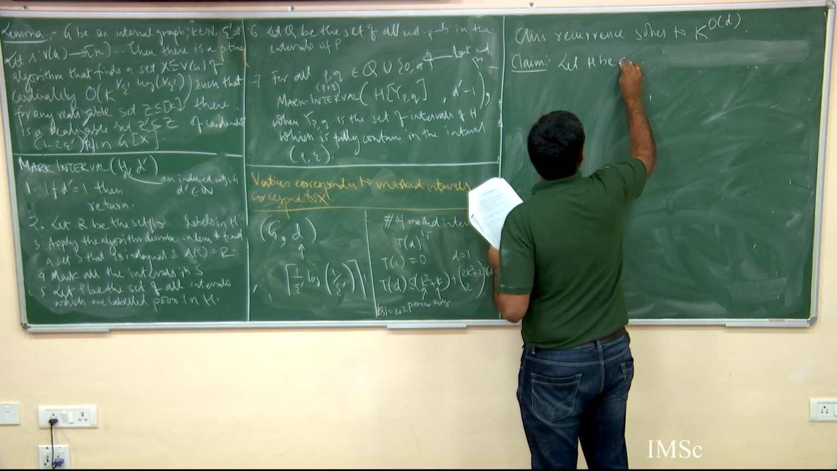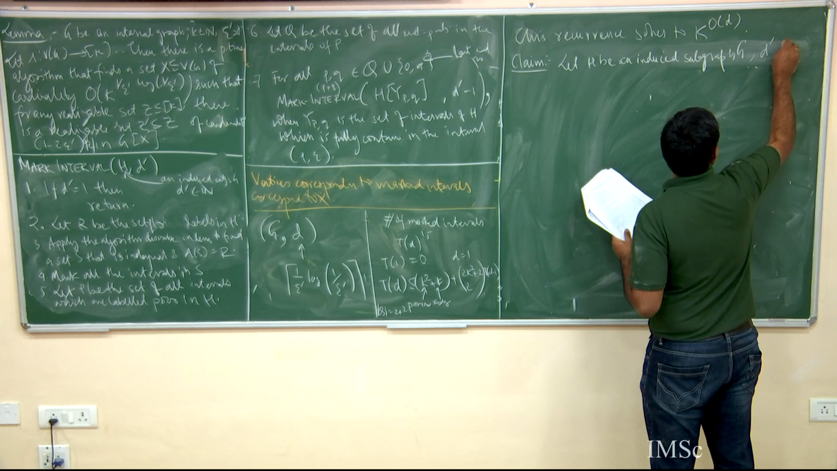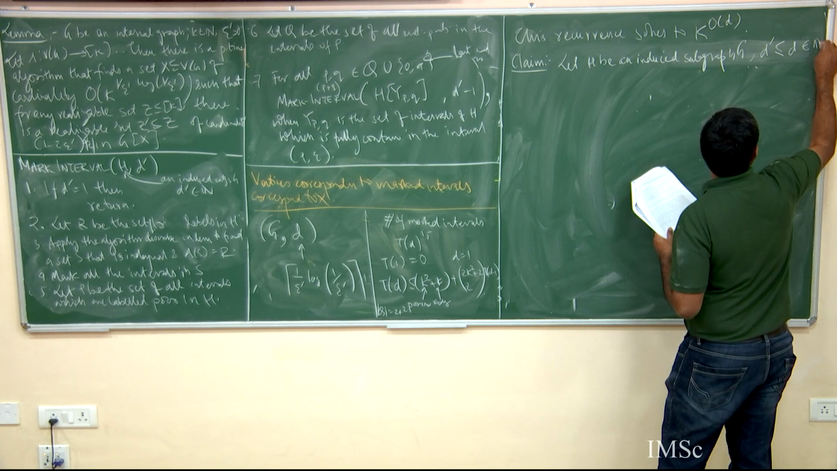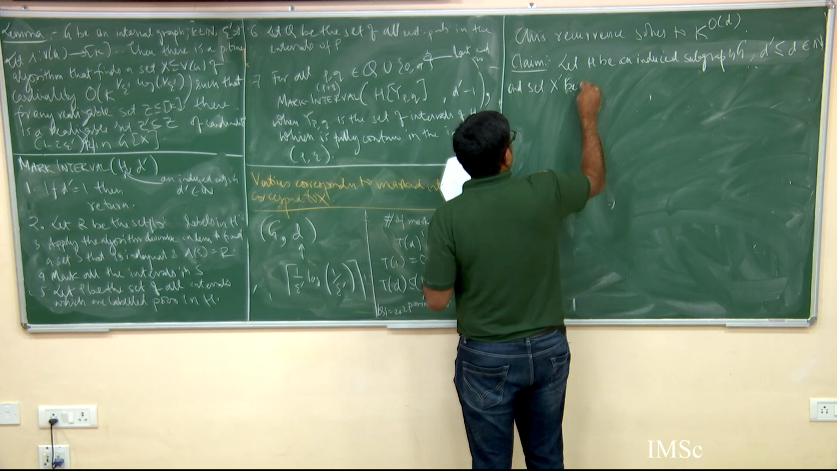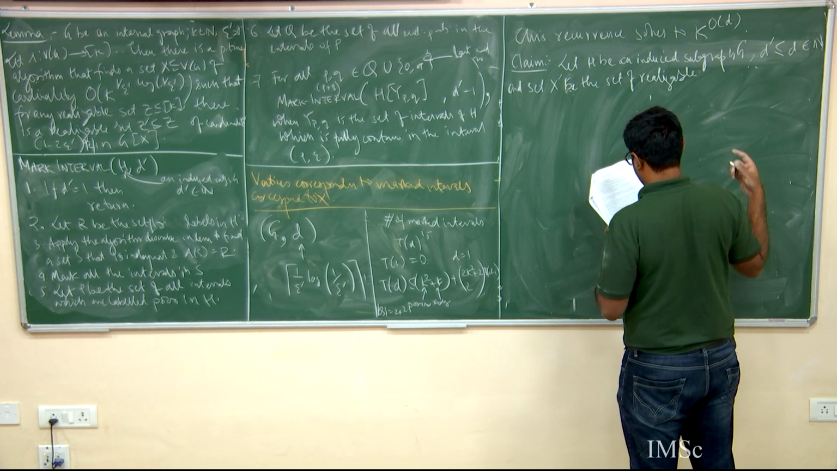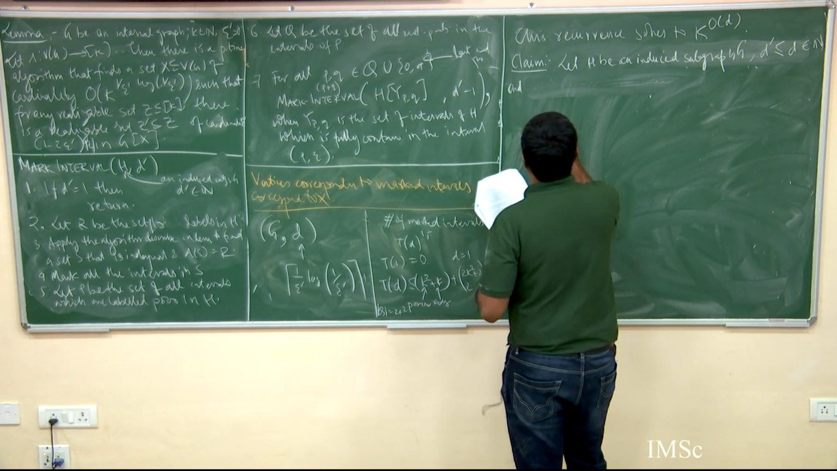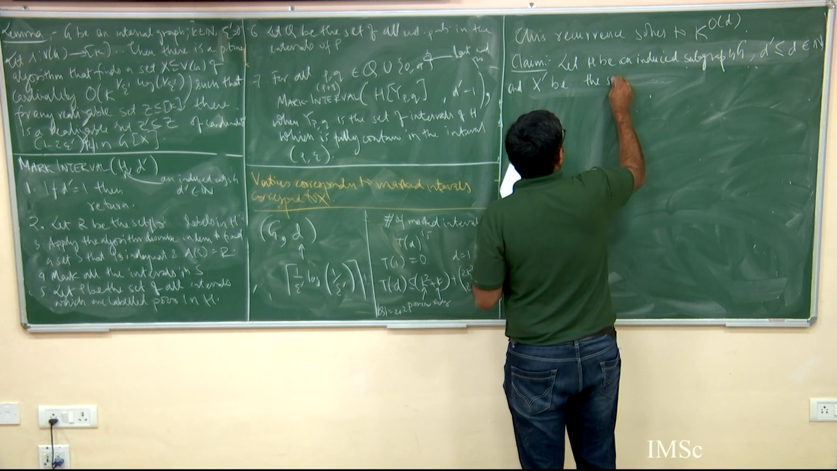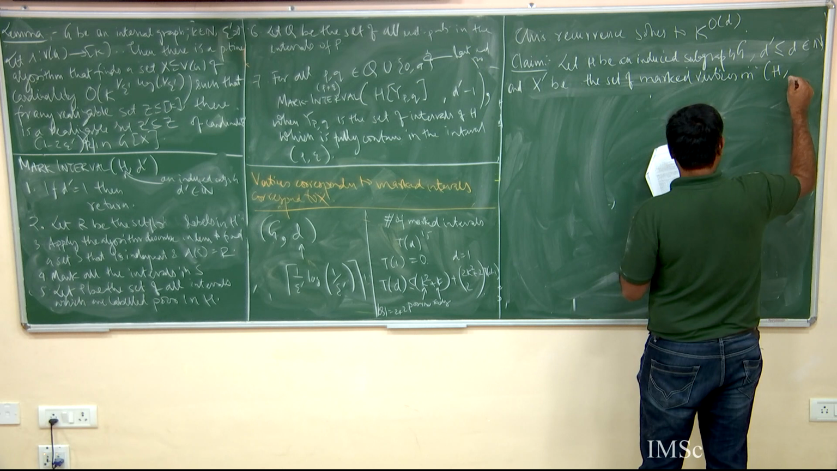Let H be an induced subgraph of G, d prime less than or equal to d, a positive integer, and set X prime be the set of marked vertices on H comma d prime. Okay, this is what it is: X prime is the set of marked vertices by H comma d prime.